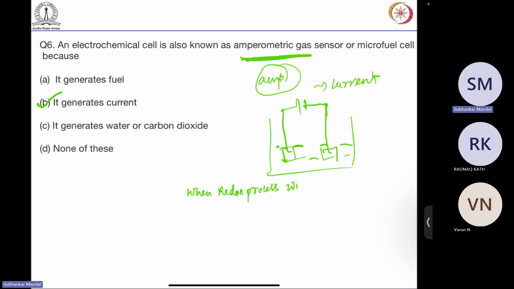the redox process will happen, that will give you current. Then what is happening? Chemical energy is converting to electrical energy. Okay, so that means B is the answer.